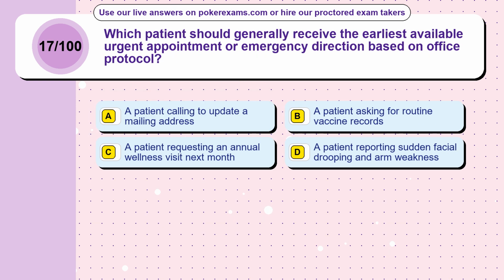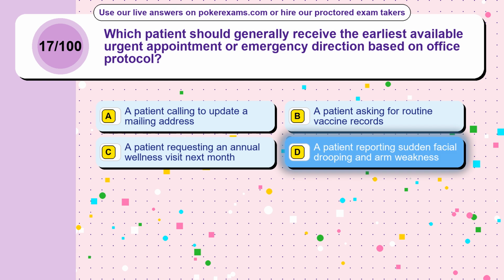Question 17. Which patient should generally receive the earliest available urgent appointment or emergency direction based on office protocol? Option A. A patient calling to update a mailing address. Option B. A patient asking for routine vaccine records. Option C. A patient requesting an annual wellness visit next month. Option D. A patient reporting sudden facial drooping and arm weakness.